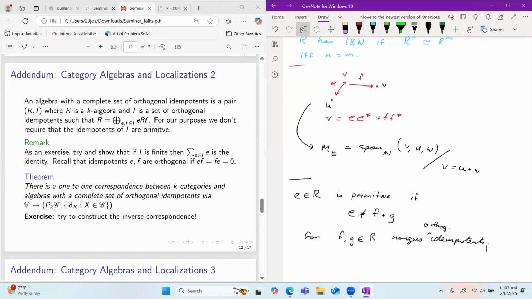You take your K category, and you spit out this morphism algebra, and the orthogonal idempotents are the identity morphisms. So you recall we require this to be a set. So the objects of C can't be a proper class for this correspondence to work. As an exercise to you, I want you to try and construct the inverse correspondence. To give you a hint, these things here should be your Hom sets. And I'll let you think about what the object should be.